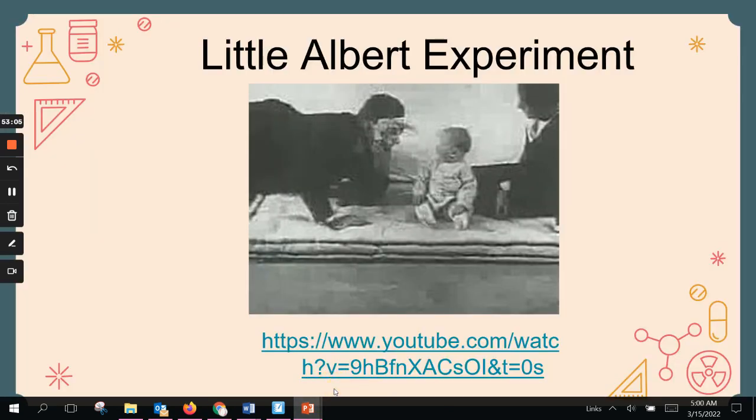Okay, so not very ethical. You can't condition fear into somebody. It's just not something you should do. So stories are conflicting whether or not they counter-conditioned little Albert to not fear anything that was white and furry. Regardless of how ethical it is, this was important though because it did show that you could condition an emotional response.